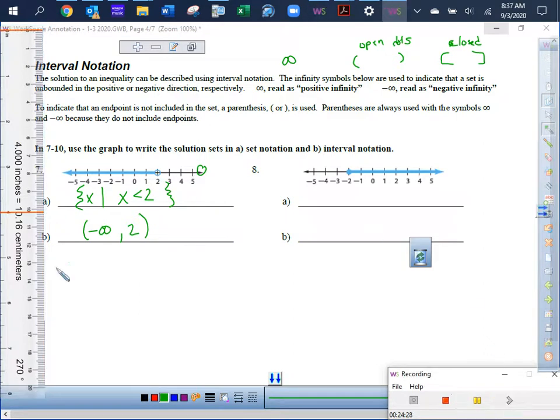So that's weird. Let's try some more and see how comfortable we get. First, let's just put this in set notation. Let's roll with x, and we know that the arrow's going to the right, correct? So what symbol do you want?